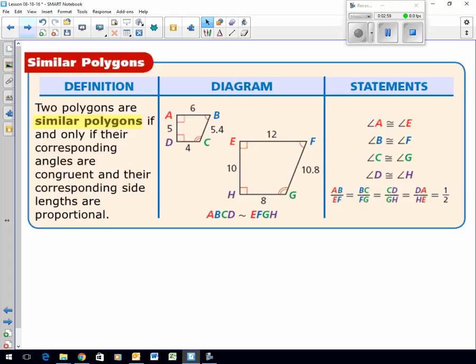You need to write down the word, the polygons, and this definition. This is the part you need to write down right here. You do not have to write down the diagram or the statements. We will talk about them later. Two polygons are similar polygons if and only if their corresponding angles are congruent and their corresponding side lengths are proportional.